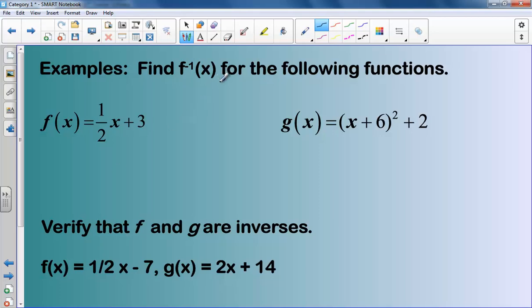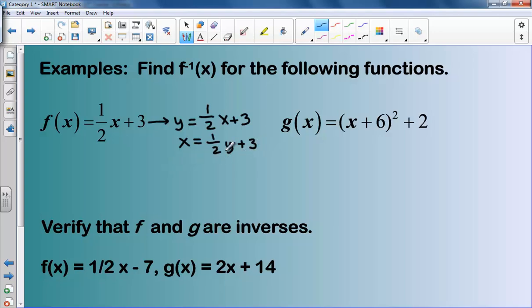Okay, find the inverse for these functions. So I have a linear function here. The inverse of a linear function will be another linear function. So first of all, I need to remember that f of x, or g of x, or h of x, or whatever else I'm looking at, is y. So this is really y equals 1/2 x plus 3. Step 1 says I'm going to switch my x and y values. So I've got x equals 1/2 y plus 3.